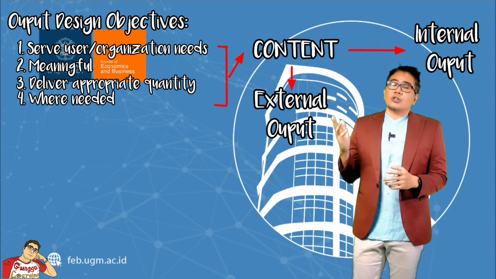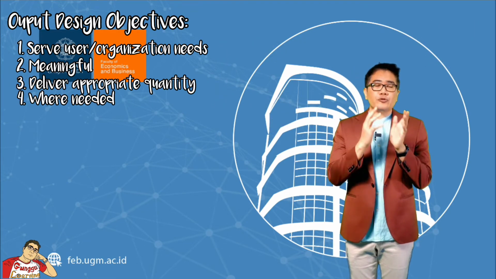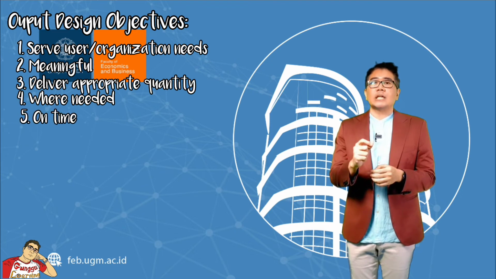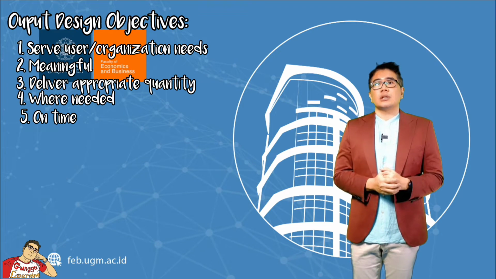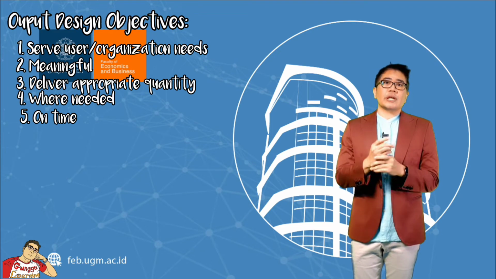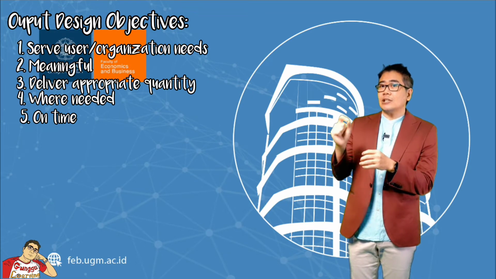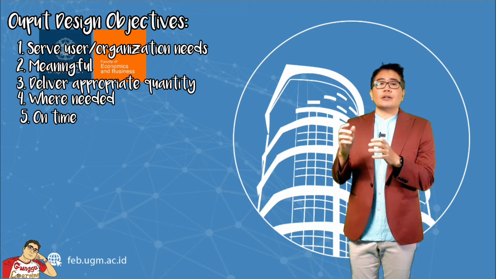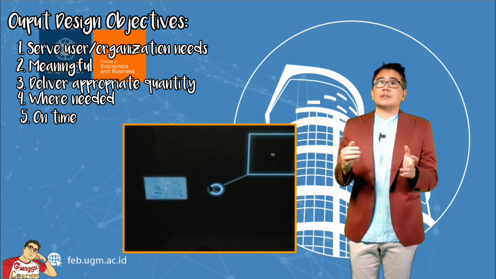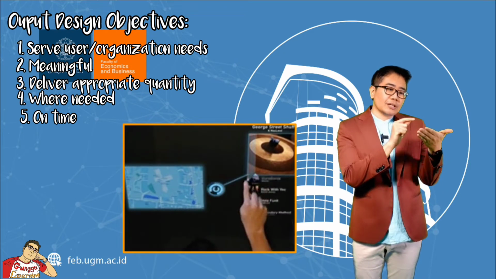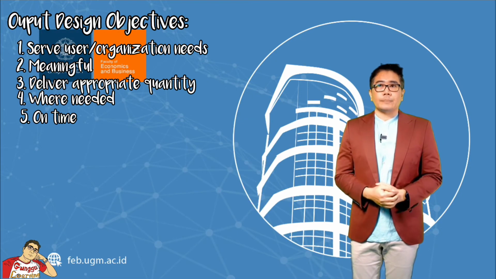Now, let's continue with the output objectives. The fifth one is to provide output on time. This should depend on the output technology that is being chosen. For example, if the system is able to provide an online real-time output, this means that the technology that is chosen can also provide that online and real-time output, such as a touch screen, where the user can interact with the output online and real-time.